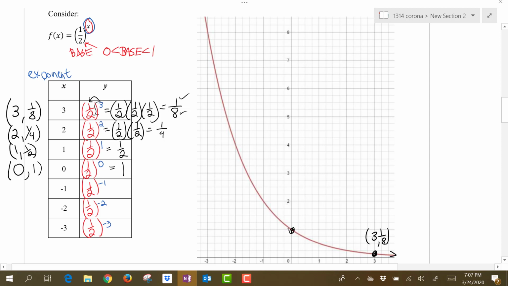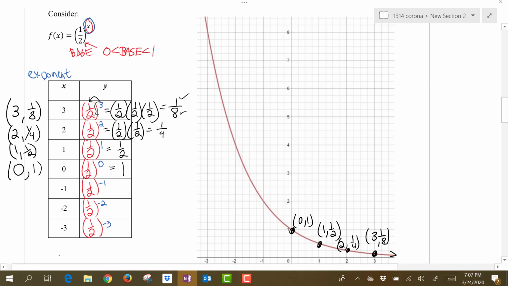So we have some points we can start plotting here. We got 0, 1. We have 1, 1/2, 2, 1/4. So this graph is actually doing the opposite of what the last graph did.